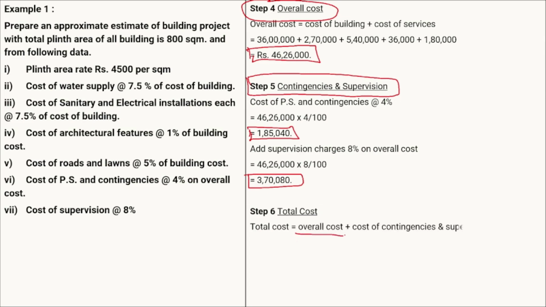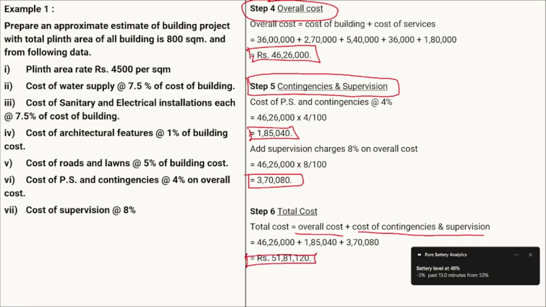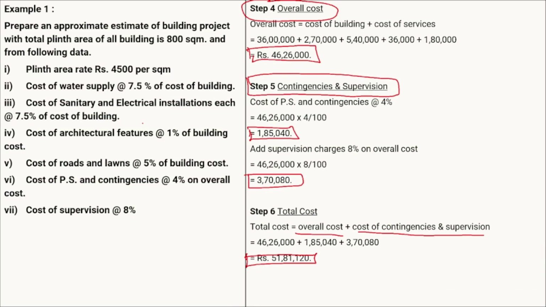So the total cost will be your overall cost plus the cost of the contingencies and supervision. Again 4626, again 185,040 and 370,080. That will give us the total cost as 51 lakh and 81,000. Now here it is not given in this numerical if there is any kind of third party involved. So there will be no provisional sum here, nor is there a mention of a direct provisional sum, nor any kind of third party involvement.